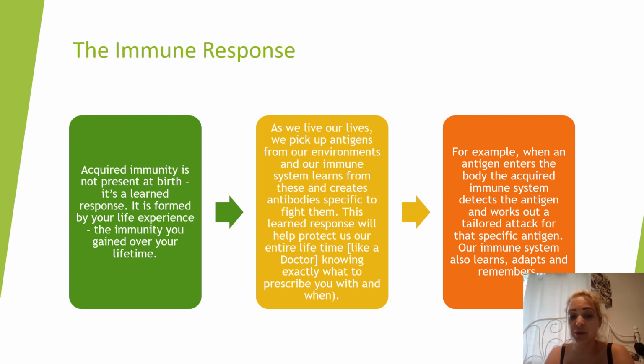This learned response will help protect us for our entire lifetime, knowing exactly what to give you and when you need it. For example, when an antigen enters the body, the acquired immune system detects the antigen and works out a tailored attack for that specific antigen. Our immune system also learns, adapts, and remembers. It's extremely clever.